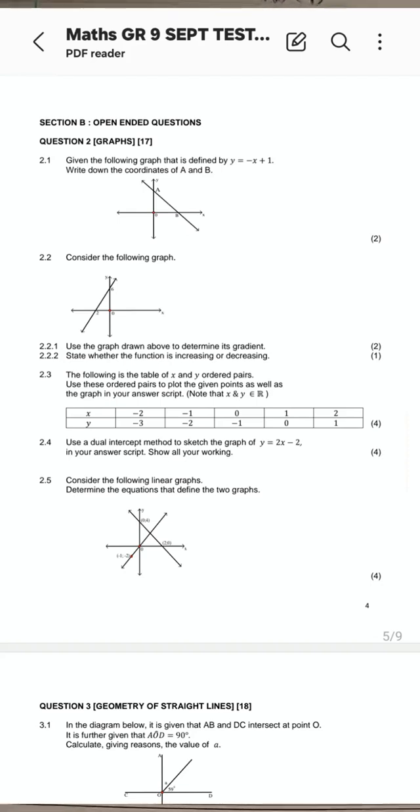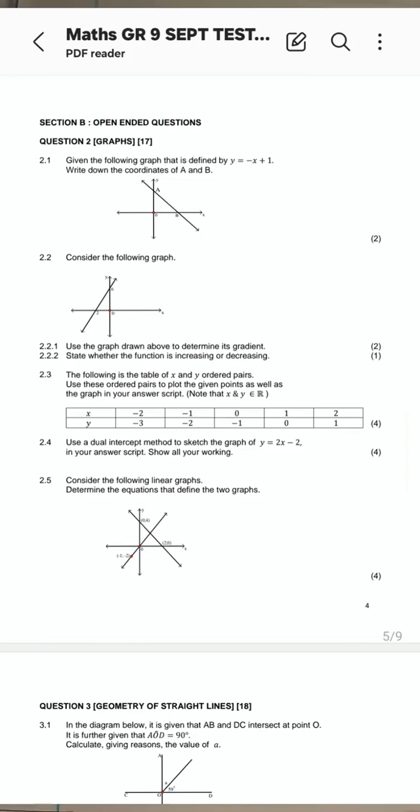Hi guys, surely you know 2.2, but the function, is it increasing or decreasing? Surely you should know. Okay, so it's definitely increasing, that one. It's an increasing line. Then look at 2.3.